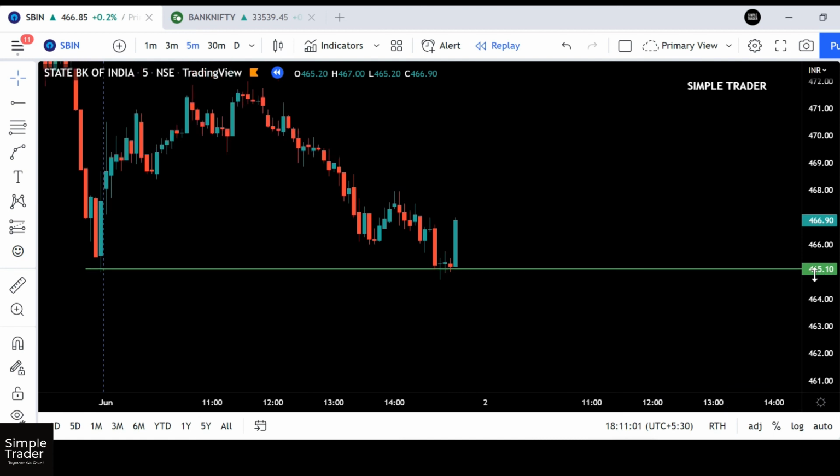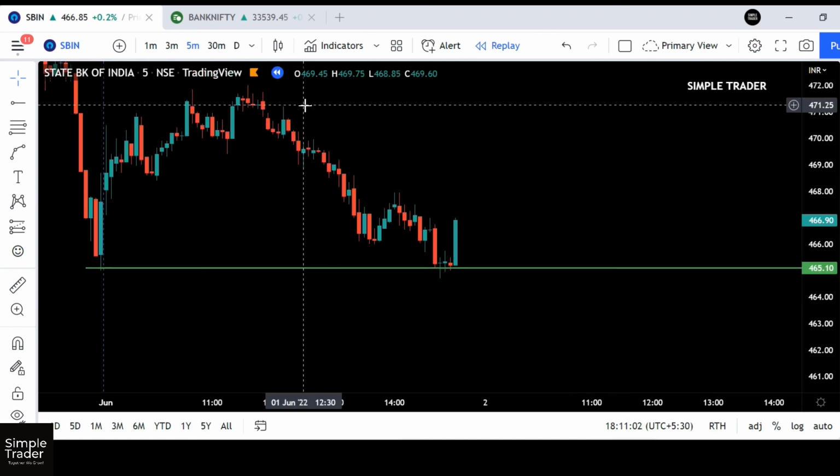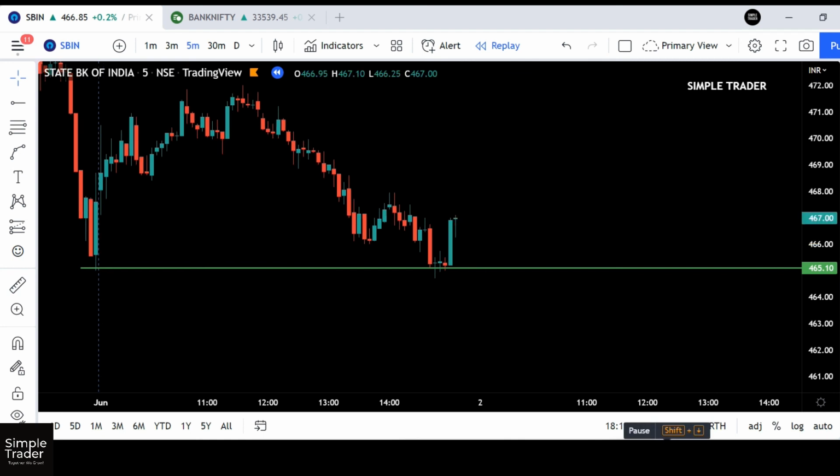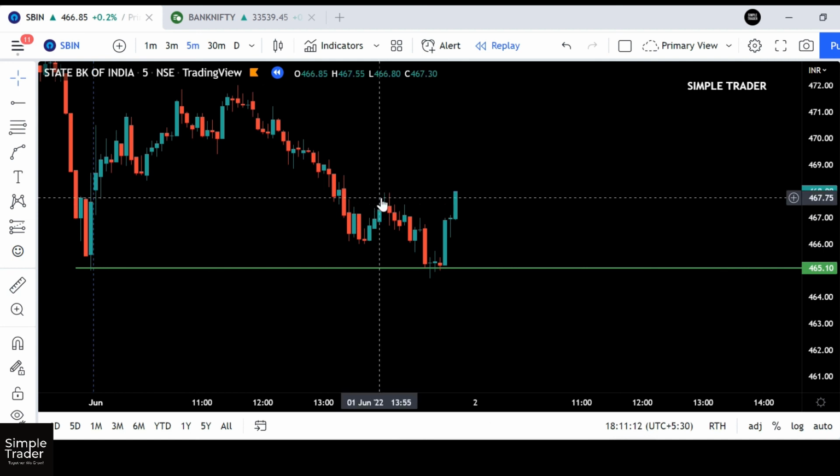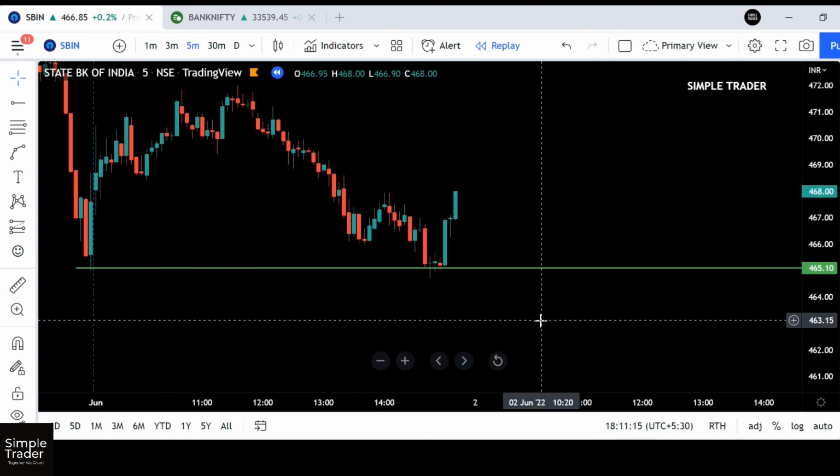This is our first target. And where is our next target? This is our next target. Let's see where price will go. It's going. So now the price approached our target one, right? This is our target one. So what happened at this place?